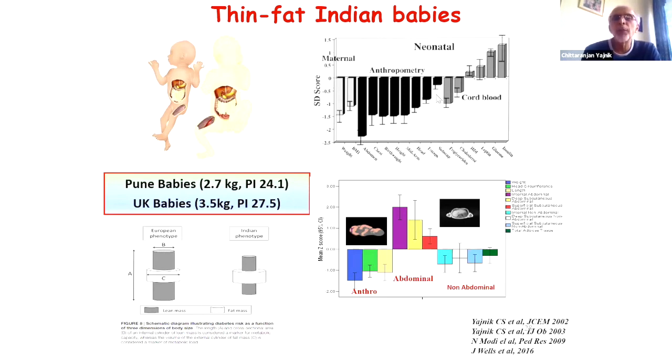The subscapular skinfold of our babies, even though they were 800 grams lighter, was almost similar to the English baby. And when I did the MRIs, we realized that our babies actually had more fat in the abdomen compared to the English babies, even though they were 800 grams lighter. Their cord blood also showed higher levels of a hormone called leptin, which is secreted by fat cells. So this is a very remarkable description of thin-fat Indian babies. And again, a lot of resistance for publication. But now this is a very well-known concept in DOHaD and everyone quotes it everywhere.